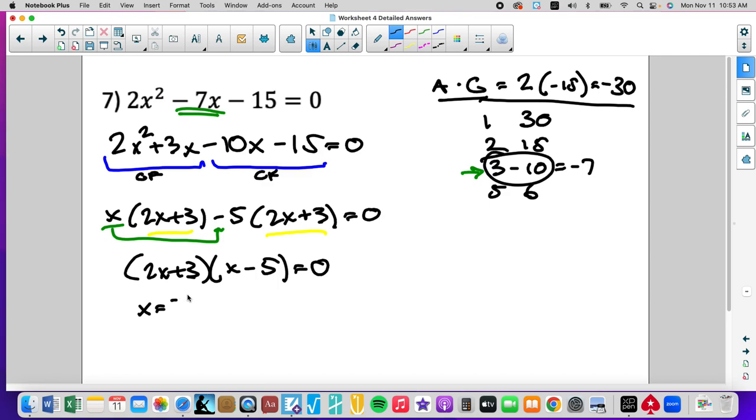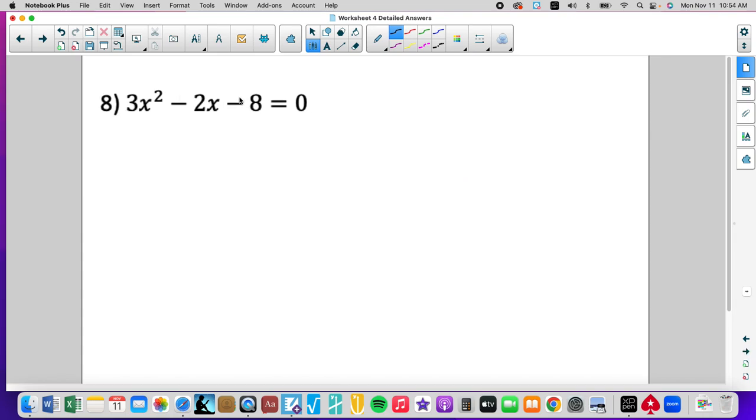What value for x makes this 0? That's going to be -3/2. What value? X equals 5. So those are my two solutions. -3/2, comma, 5 are my zeros. Those are the solutions to this. Pretty good. Hopefully you're getting better at this.